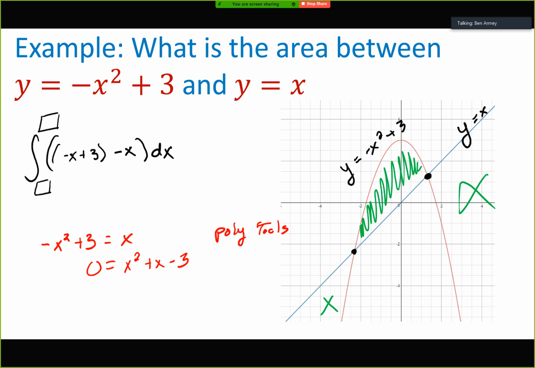I'm trying, this is an intermediary step in trying to solve this final answer. They're asking me for the area. I need to know how to solve a quadratic. But again, if you have menu, algebra, I think, polynomial tools, roots of the polynomial, put in 1 for the coefficient on x squared, 1 for the coefficient on x, -3 for your constant. It will tell you that x is -2.3 and x is 1.3.